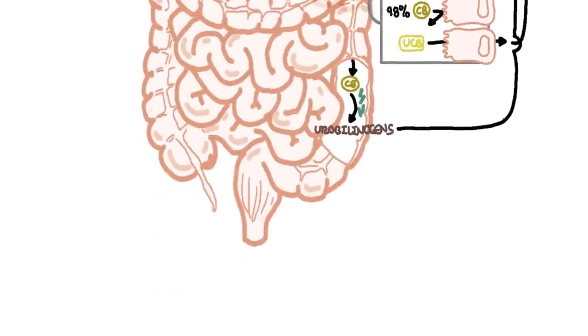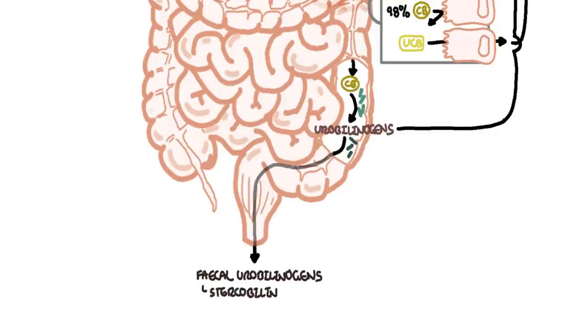The majority of urobilinogens is actually excreted in feces. The urobilinogens here are further oxidized to form urobilins, including stercobilin. Oxidized urobilinogens, which I mentioned, give feces its brown color. And so that concludes the basic metabolism of bilirubin.